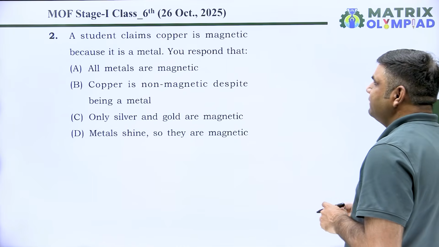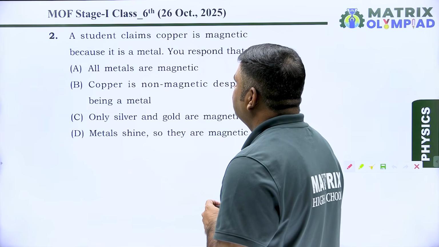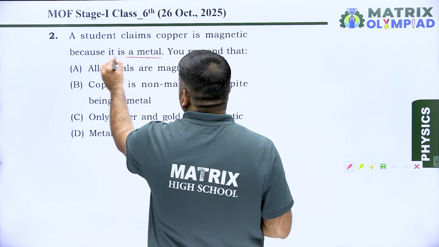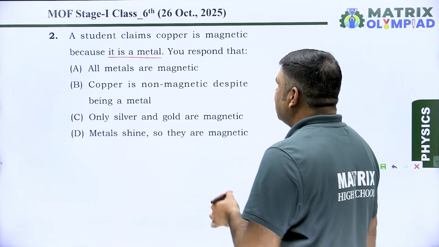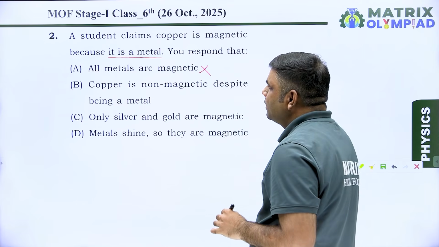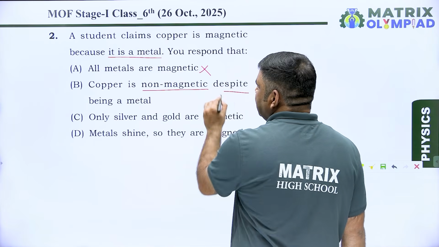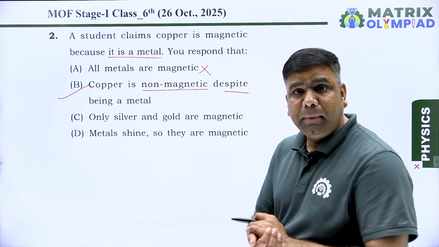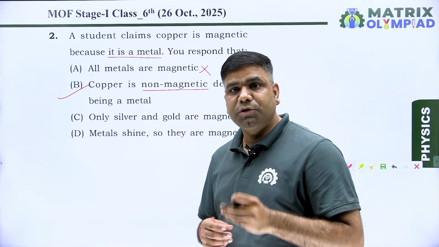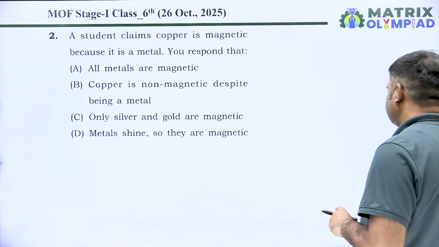Question number 2 says, a student claims copper is a magnet because it is a metal. You respond that all metals are magnets? No, copper is non-magnetic despite being a metal. Yes, copper is non-magnetic despite being a metal. So our correct answer will be option B. Move to the next, that is question number 3.